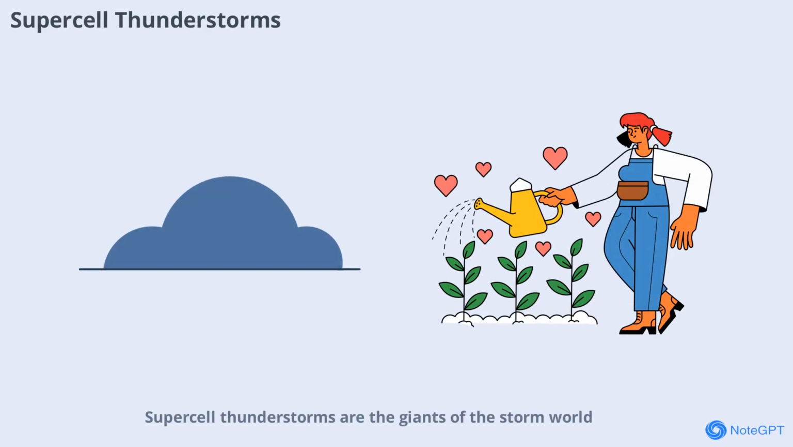Supercell thunderstorms are the giants of the storm world. They feature a rotating updraft called a mesocyclone, which gives them their distinctive structure and incredible power. Supercells can produce extremely large hail, intense winds, and even tornadoes. Their rotation is caused by wind shear, changes in wind speed and direction with height. These storms are rare, but are responsible for some of the most severe weather events on the planet.